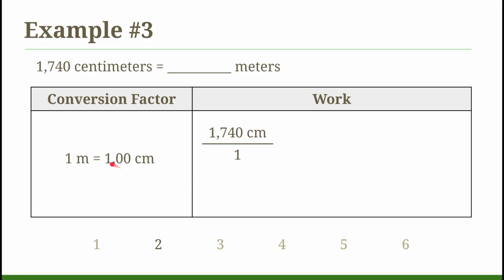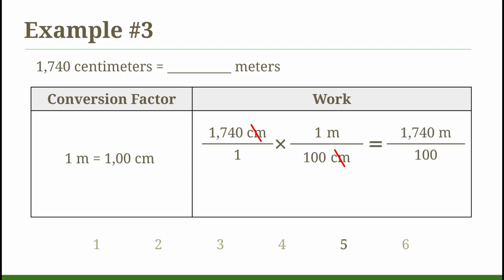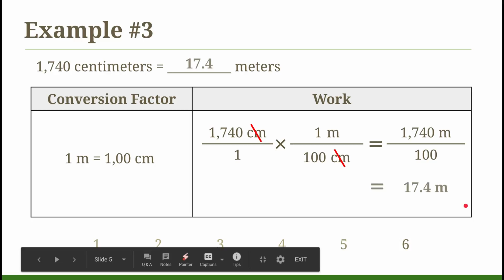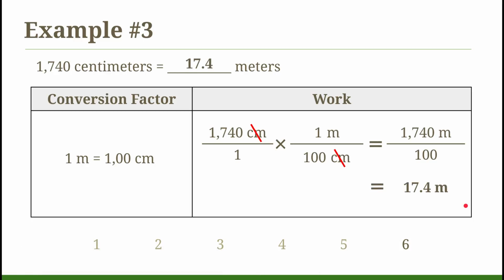I apologize for this comma. Then what we'll do is we'll put the same given units on the bottom of this fraction. We'll put the new units that we want to convert to on the top. Then we'll put the numbers that correspond to each of these units into the fraction. We'll cancel units. We'll multiply across the top, which gives us 1,740, and multiply 1 times 100 on the bottom to get 100. And then we'll divide this fraction to get 17.4 meters, which is our answer.